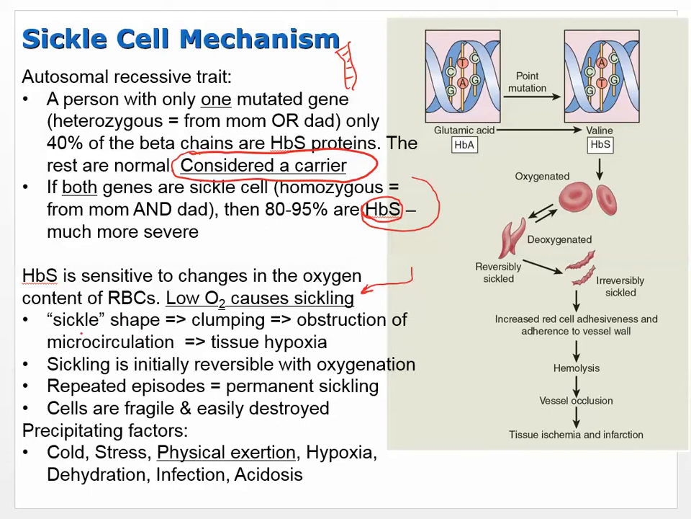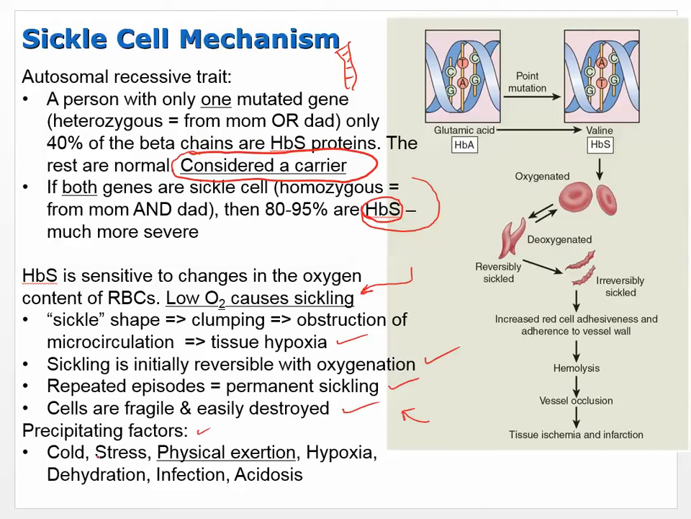And so the sickle shape leads to clumping, which leads to obstruction of microcirculation and tissue hypoxia, and that's where the symptoms come in, and that's where it gets dangerous. It's initially reversible with oxygenation, but if there are repeated episodes, then those red blood cells will become permanently sickled, and then resting won't help as much. These cells are fragile and easily destroyed, so that's considered hemolytic. They will be destroyed, and you're not going to have as many. So that's why it's also an anemia. Oxygen carrying capacity is reduced, and the cells can be destroyed, hemolytic.